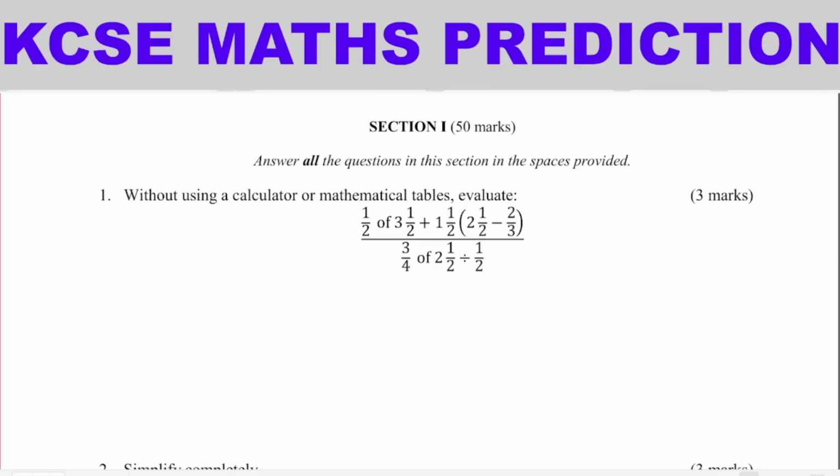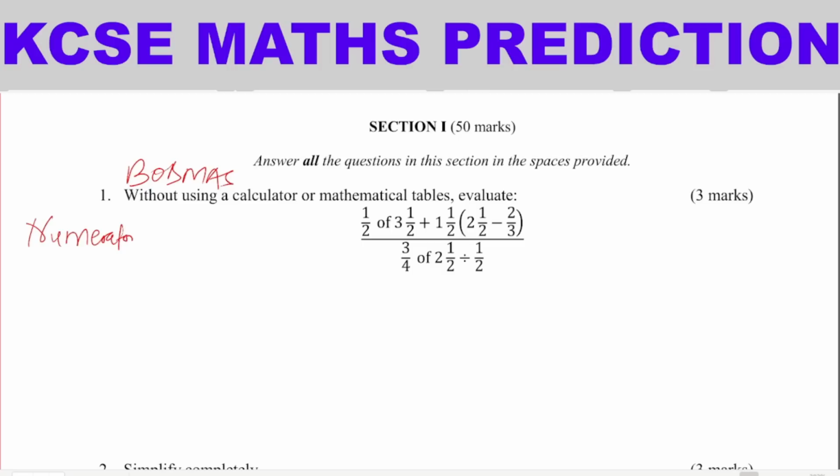Without using a calculator or mathematical tables, evaluate. So this is a question on fractions, and you're supposed to solve this using the order BODMAS. This is what you're going to follow, the order of operation. So we're going to start with the numerator.